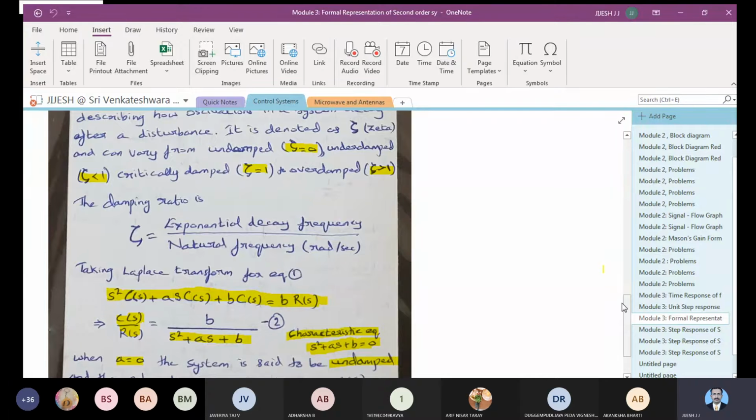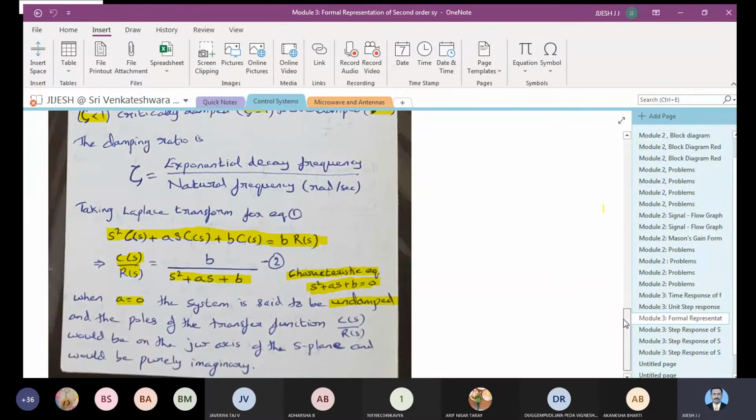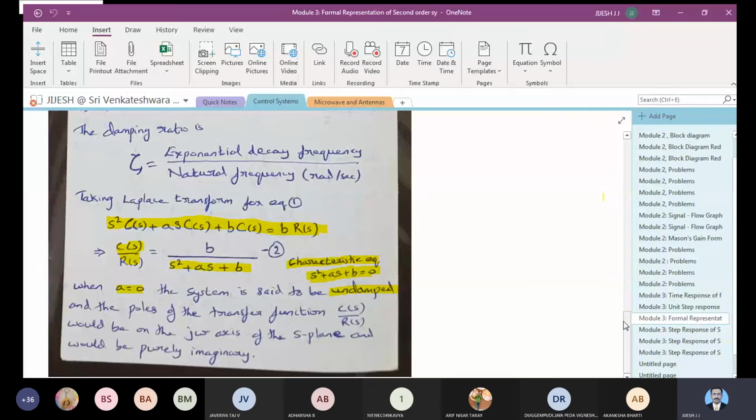So we have seen all these things, and then we have taken the Laplace transform of the equation, and C of S by R of S is equal to B divided by S square plus AS plus B, and the characteristic equation is S square plus AS plus B is equal to 0. All these things we studied in the previous class. This characteristic equation is very important for you to understand.